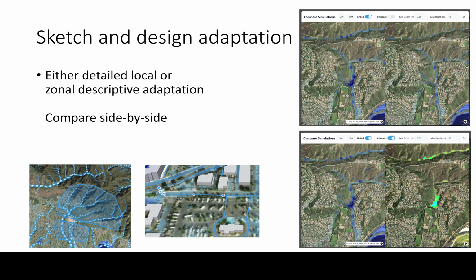And then we can quickly sketch and design local descriptive adaptations, like adjustments of land use and infiltration through adjusting forestation or green waterways, or some kind of adaptation to the stormwater drainage system for larger areas. And we can directly compare them side by side, looking at the values, but also looking at the differences that you see, so how much of a reduction we see in flood depth.